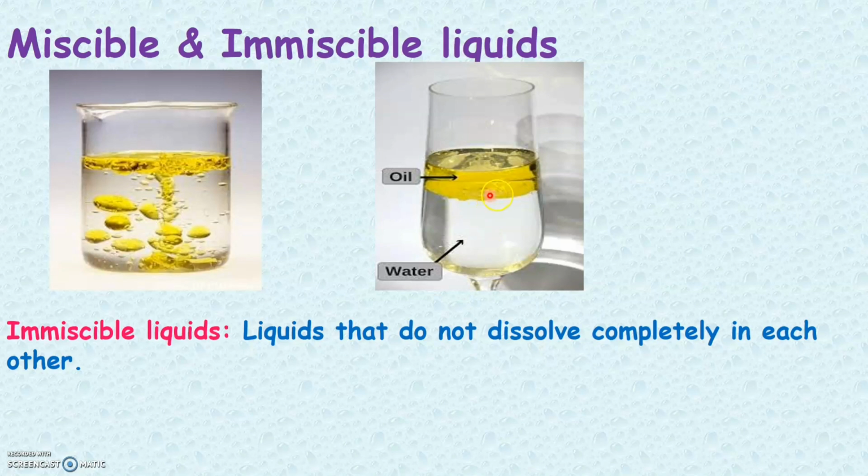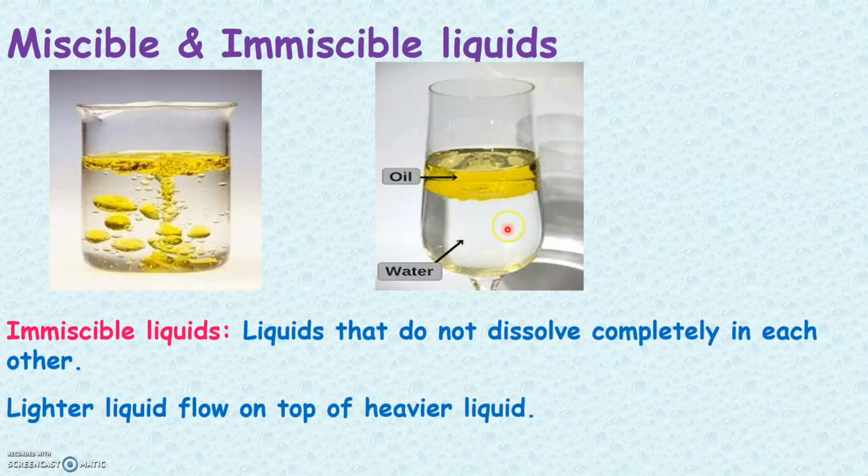Do you know why there is a layer of oil on top and water is there at the bottom? This is because generally liquids that are lighter will be on top and liquids that are heavier will be on bottom. So here, since oil is present on top, it forms a layer on top, which shows that oil is a lighter liquid than water. So water is a heavier liquid here and oil is a lighter liquid than water. So we have now learned what are miscible and immiscible liquids.